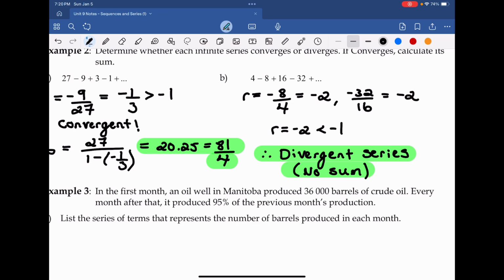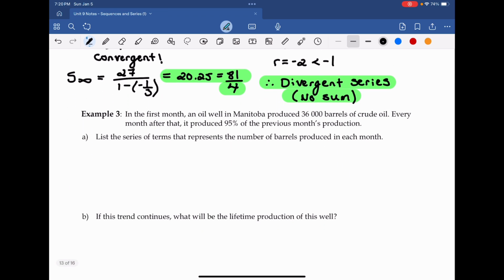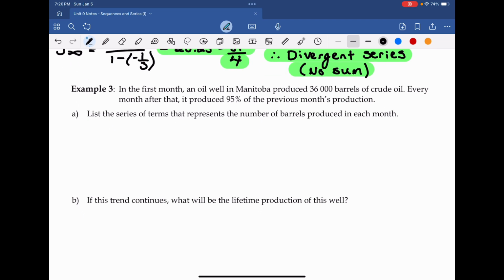So there's no way to calculate that infinite sum. All right, now let's go to example 3, where they give us the following situation, which is a pretty applied example. I like it. In the first month, an oil well in Manitoba can produce 36,000 barrels of crude oil. And then every month after that, they produce 95% of the previous month's production. So essentially saying they lose 5% of the overall production month to month.